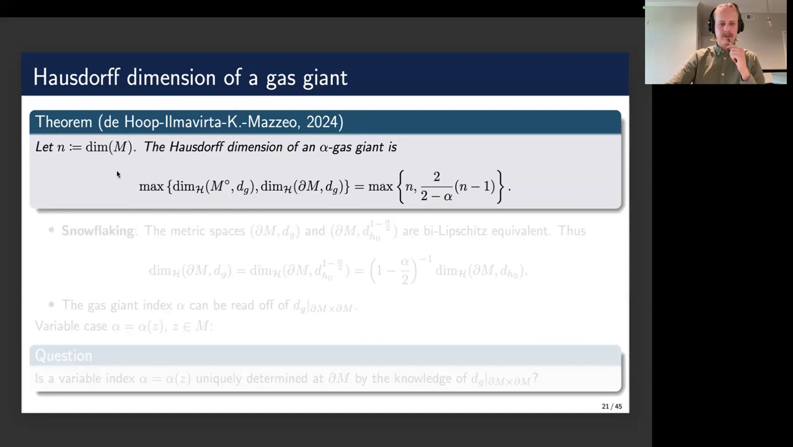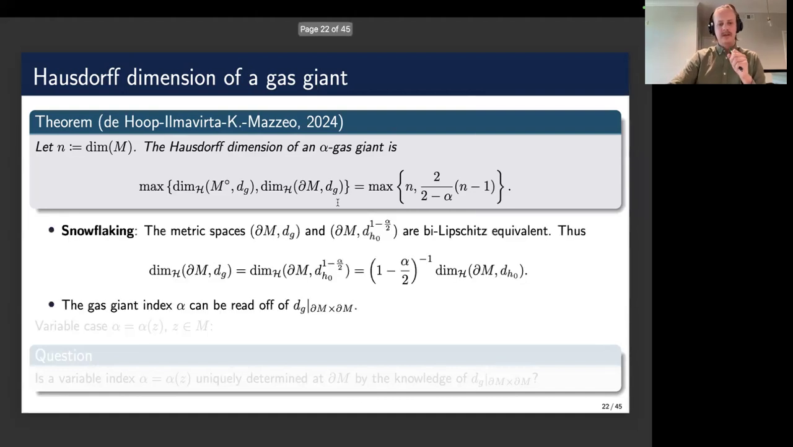So here's the result. n will denote the dimension of the manifold. Then the Hausdorff dimension of an alpha gas giant is going to be the maximum of the Hausdorff dimensions of the interior and the Hausdorff dimension of the boundary. The interior here is not extremely interesting, because it's just a standard Riemannian manifold. So its dimension will always be this n, but the boundary will have some dimension that is possibly fractional. So it has some kind of weird behavior.